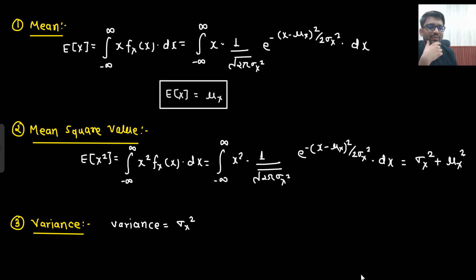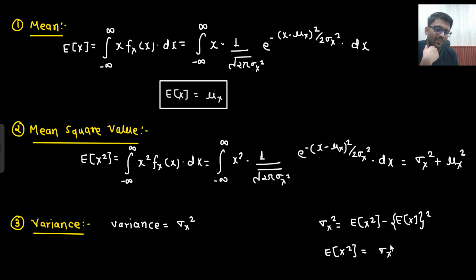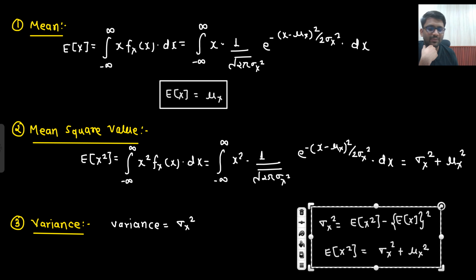And it is pretty obvious, no? Because you know that sigma x square should be equal to expectation of x square minus expectation of x whole square. So expectation of x square, which is known as mean square value, should come out to be sigma x square plus mu x whole square. So from the expression itself, you will never have to solve the integration. From the expression itself, you will be able to see a lot of good things. Okay, so remembering the expression is very, very important.